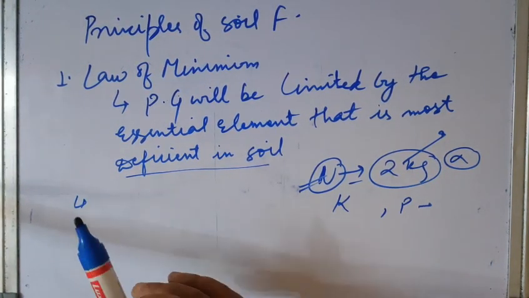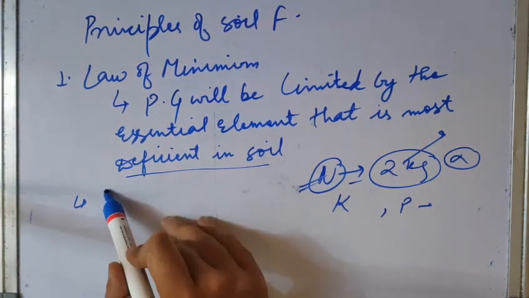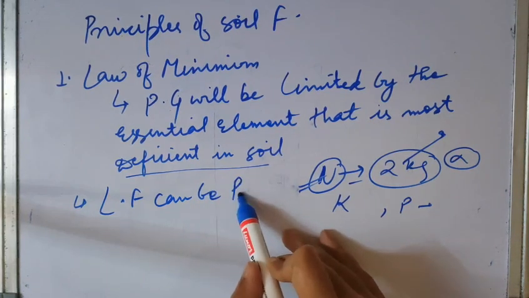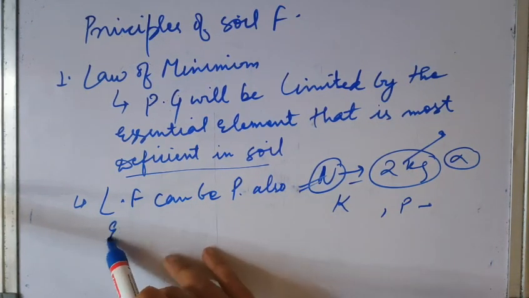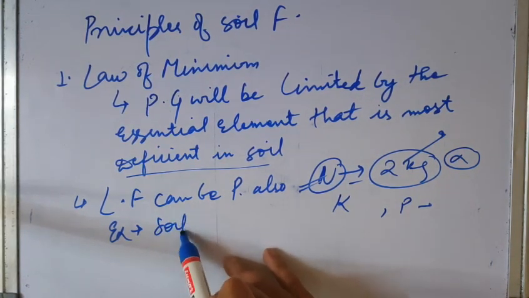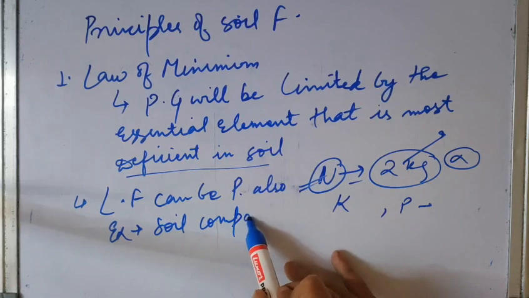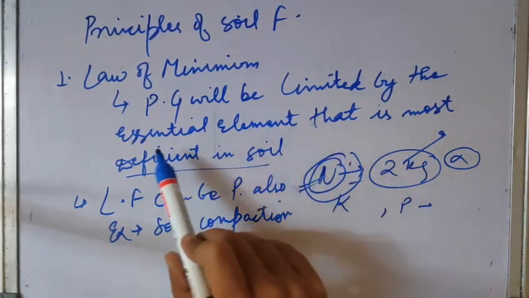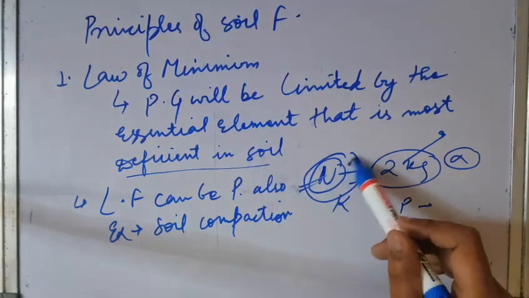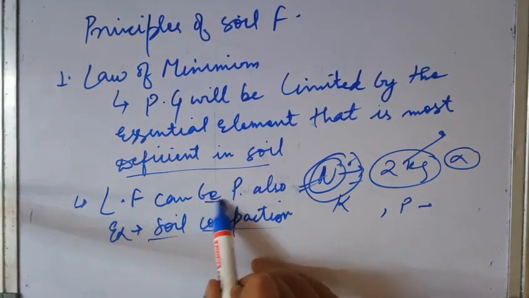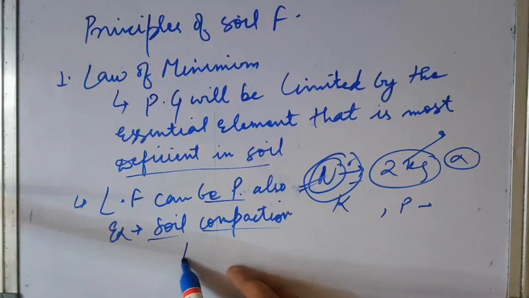And the limiting factor can be physical also. It can be physical factors such as soil compaction, not only the non-availability of nitrogen, that is the elemental factor. Suppose the soil is so much compact, then it will also affect the growth of the plant. So physical factors also can be limiting factors.